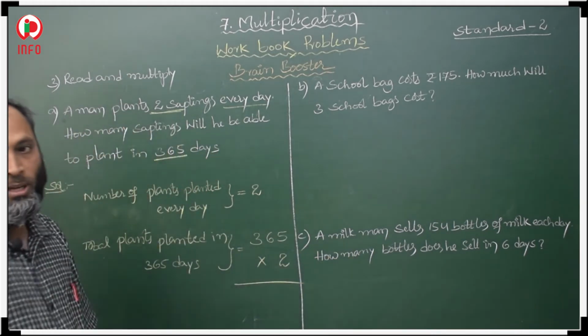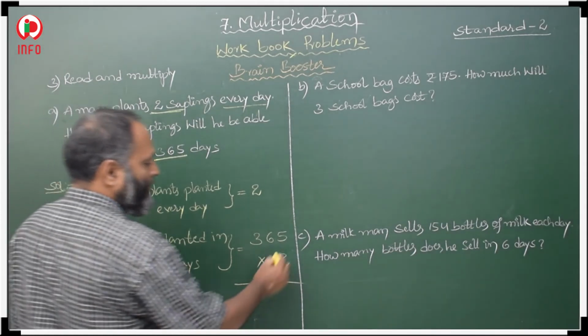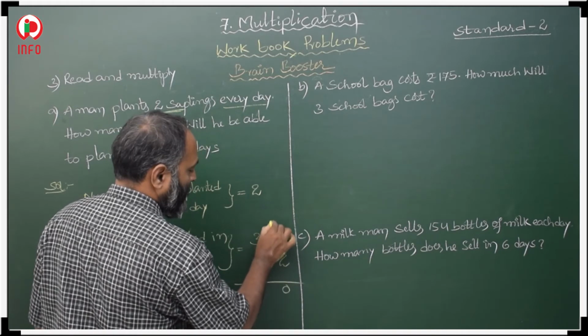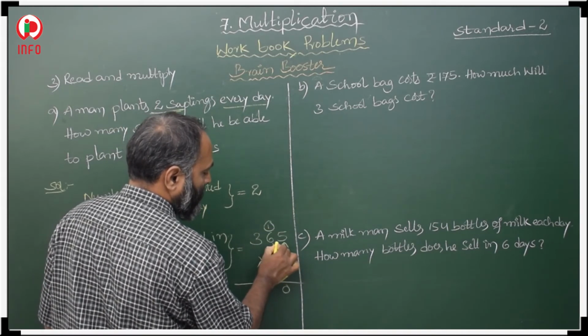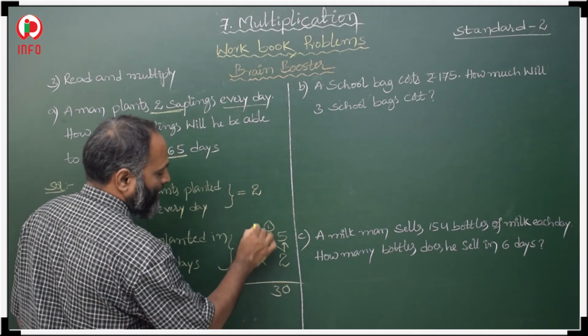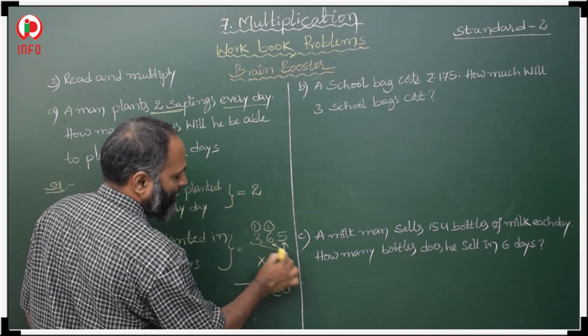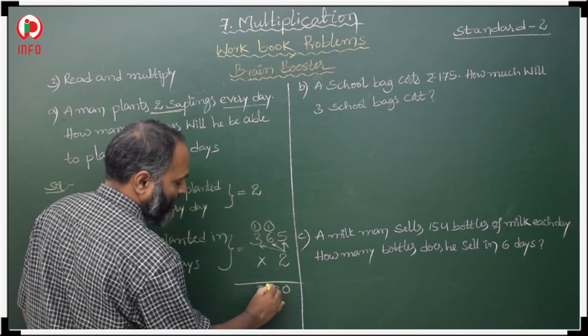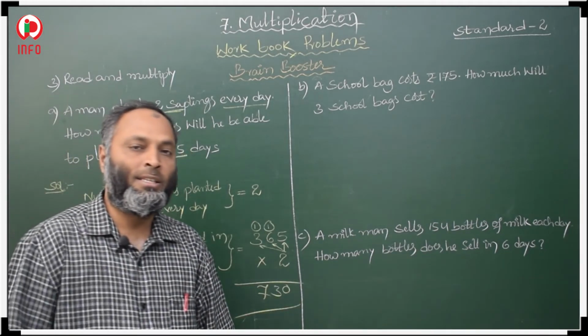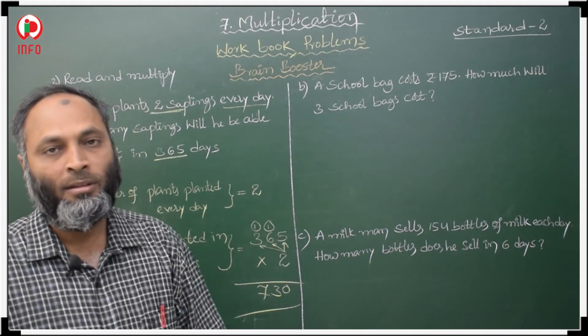Now, we have to multiply. 2 with 5, 2 5s are 10, 10 means 0 ones and 1 tens. And 2 with 6, 2 6s are 12, 12 plus 1 is 13, 13 means 3 tens, 1 hundreds. 3 2s are 6, 6 plus 1 is 7. This many plants were planted in 365 days. Okay, students.